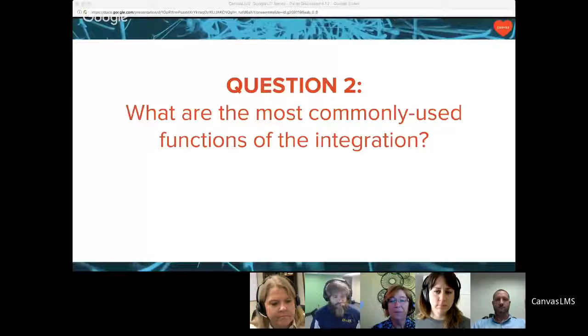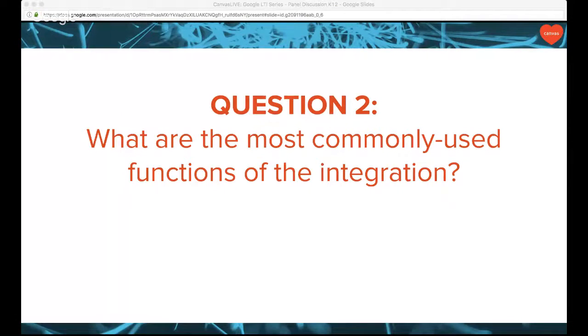Question number 2. What are the most commonly used functions of the integration? As you know, when the product team goes in and tries to develop sort of an integration like this, or a feature in Canvas, they always want to make sure that they're giving priority to the things that the users are most likely to use the most. And so I think it's very important that we have an opportunity to share back which of the functionalities are really good, worked, and have been really well received and adopted. So Jason, I'll go back to you, and why don't you go ahead and start this?